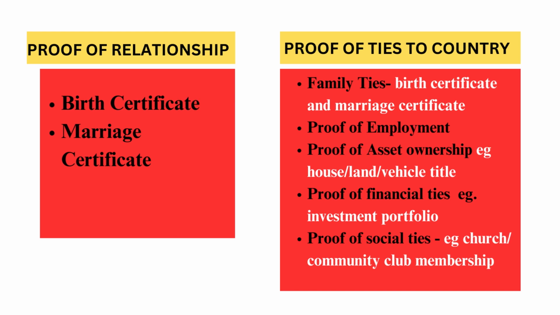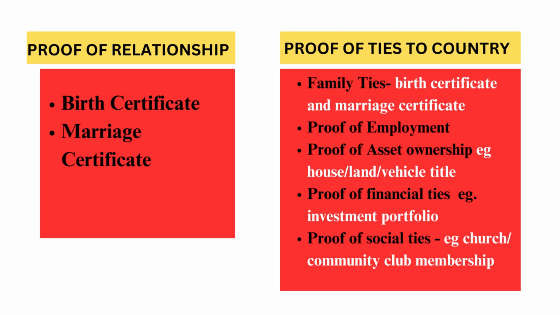Proof of relationship. For proof of relationship, the documents that can be used are birth certificate, marriage certificate. IRCC also wants you to prove ties to your country. They want you to show that you will only be in Canada temporarily and you have plans to return to your home country because you have strong ties there.